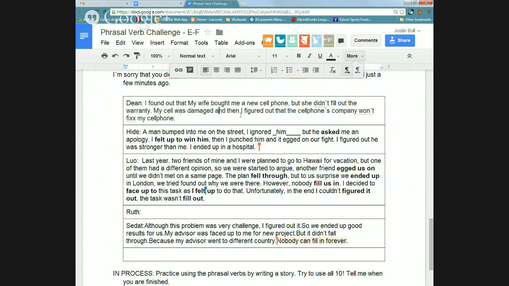And then I figured, okay, because be careful, Dean, in English we like to keep it concise. We like to keep it simple. So that's why I cut off the sentence here with a period. And now we have two sentences connected here, and that's perfect. So: the cell phone was damaged, comma, and then I figured out that the cell phone company won't fix my phone. Great. Excellent, Dean. Very good.